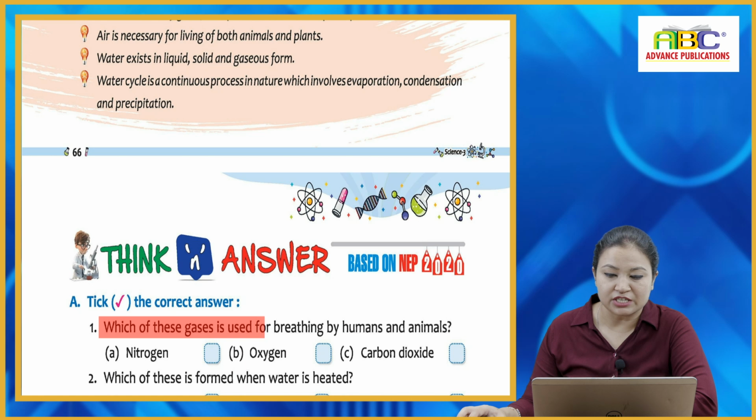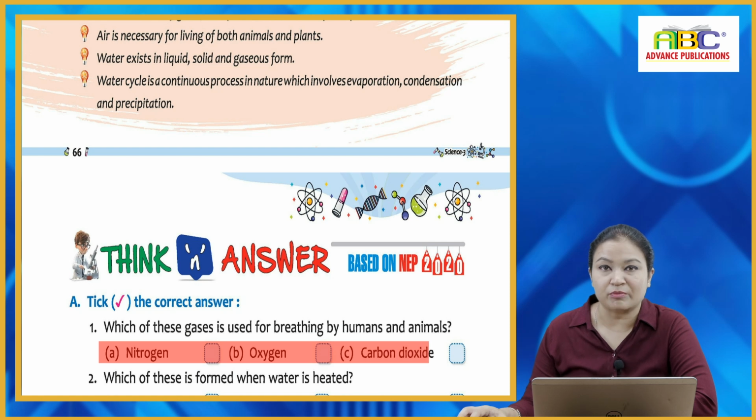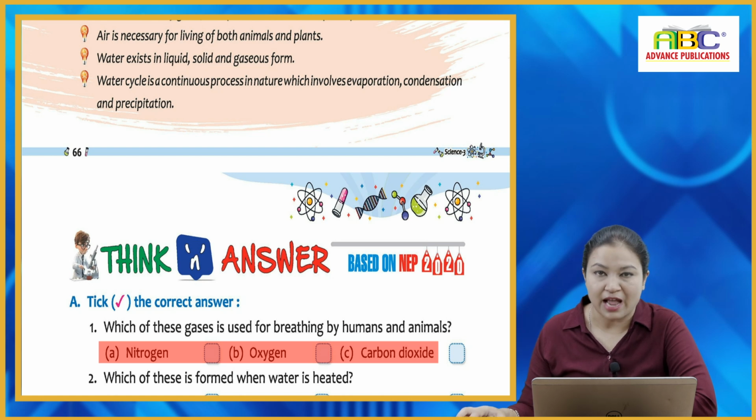Which of these gases is used for breathing by humans and animals? Option A, nitrogen. Option B, oxygen. Option C, carbon dioxide. So the correct answer is oxygen. Oxygen is a gas which is used for breathing by humans and animals.